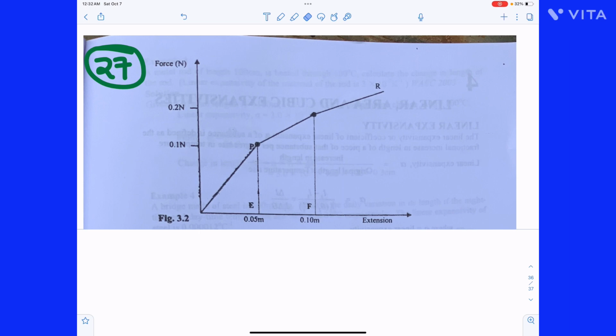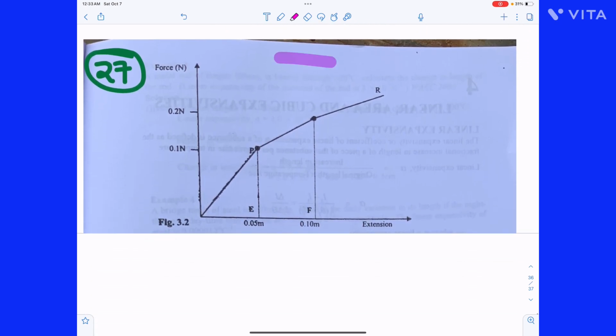In number 27, the question says the force extension graph or the force extension curve of an elastic rubber is shown in the diagram below. This is the diagram right here I have drawn. The question says the force extension graph of an elastic rubber is as shown in the diagram below. Calculate the work done between E and F.